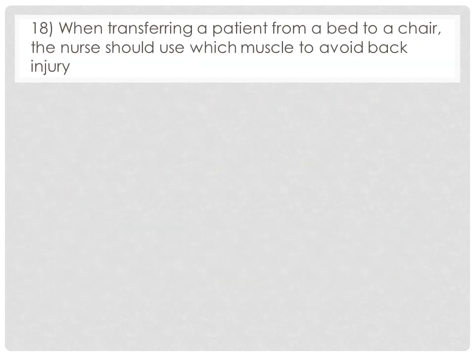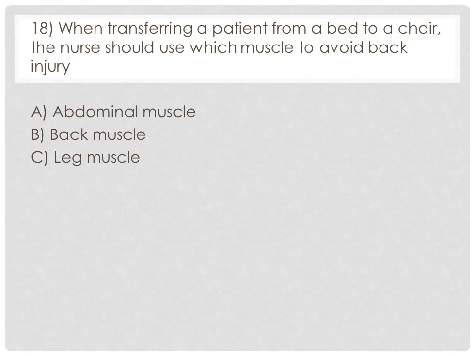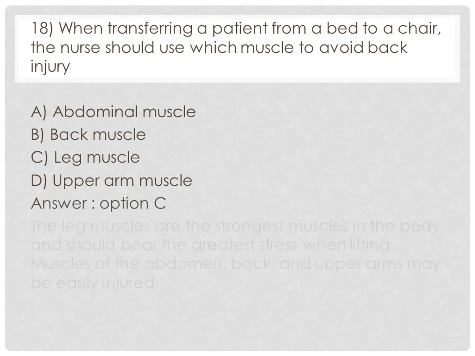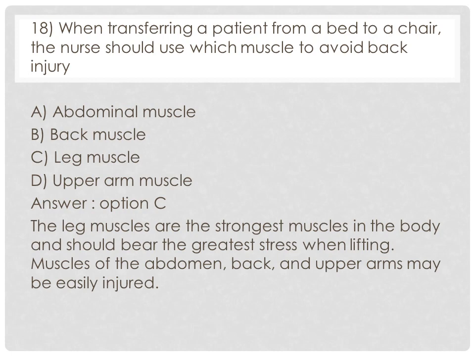When transferring the patient from a bed to a chair, the nurse should use which muscle to avoid back injury? The options are A. Abdominal muscle, B. Back muscle, C. Leg muscle, and D. Upper arm muscle. And the answer is option C. Leg muscle. Leg muscles are the strongest muscles in the body, and they should bear a greater stress when lifting. The muscles of the abdomen, back, and upper arms may be easily injured.